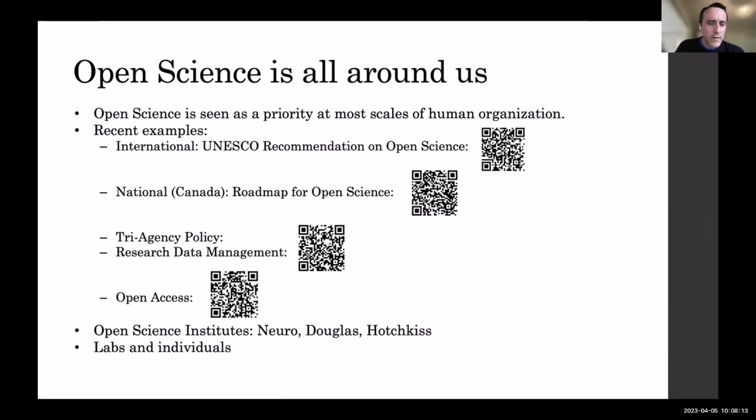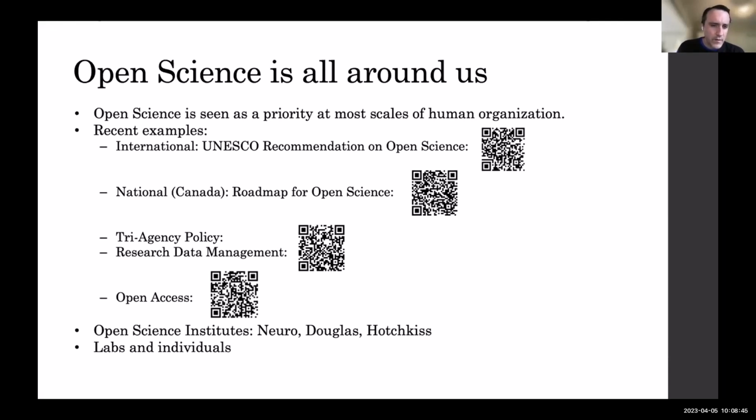And we've seen in recent years that this has become a priority at most scales of human organization. So I'm thinking of the UNESCO recommendations on open science, Canada's national roadmap for open science. We've seen in 2021 research data management policy from the tri-agencies, which fund much of Canadian science. And this is to work in conjunction with their older open access policy.